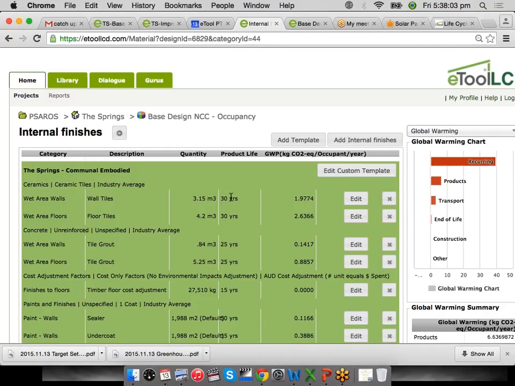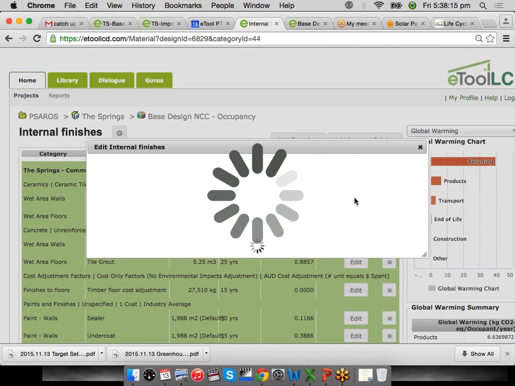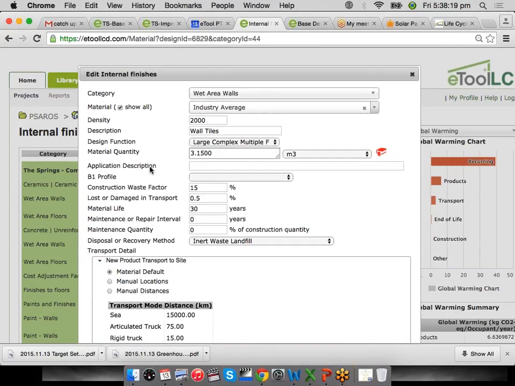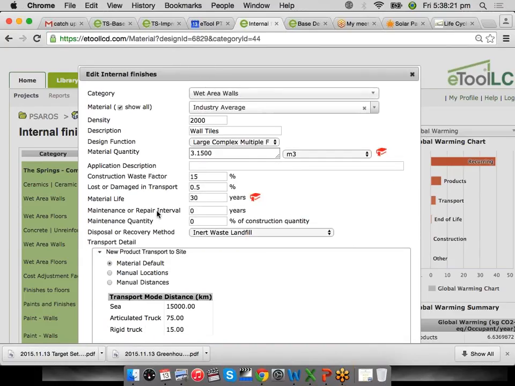But if we get a data sheet from a wall tile that has a 50-year warranty, we can change it here. If the manufacturer is giving you a 50-year warranty on that tile, then you can compare different products with that information, and that all gets fed into this. So you define material life.